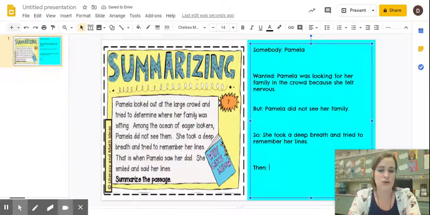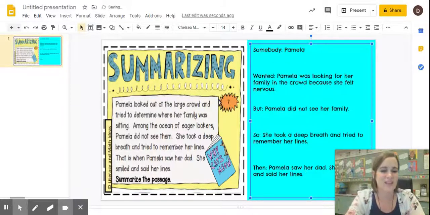So I'm going to write, then Pamela saw her dad. She smiled and said her lines. So that's how you write a summarizing statement using the somebody wanted but so then method.